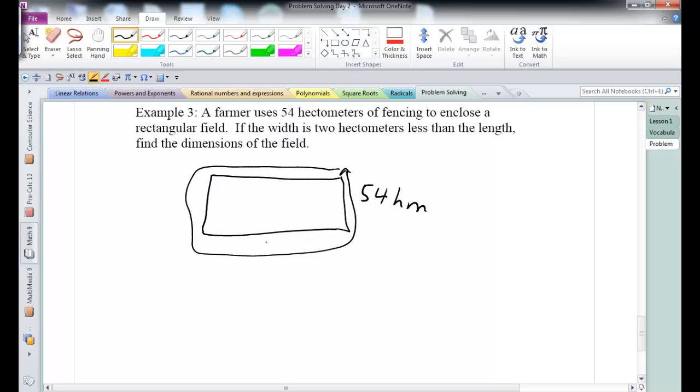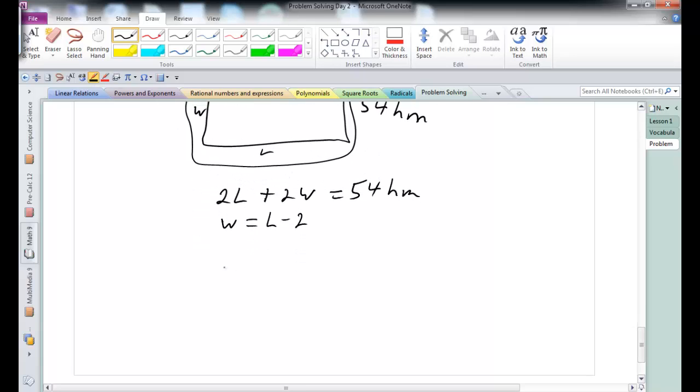Okay, we have a length and a width. What we know is 2 lengths and 2 widths equals 54 hectometers. We also know the width is 2 hectometers less than the length. So the width is L minus 2 hectometers. So we can use that to substitute it in, and we should be able to solve for L.